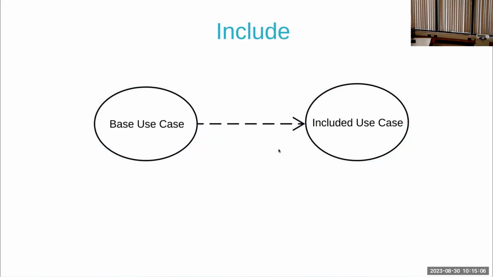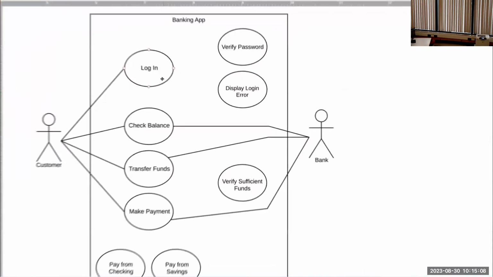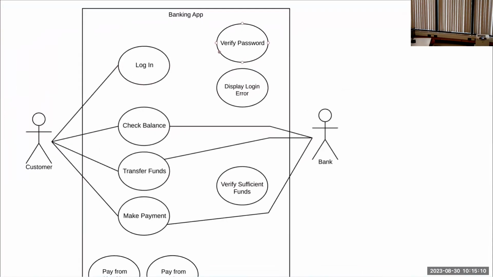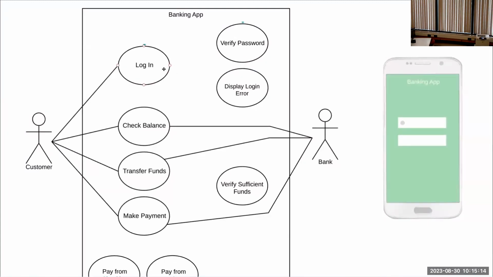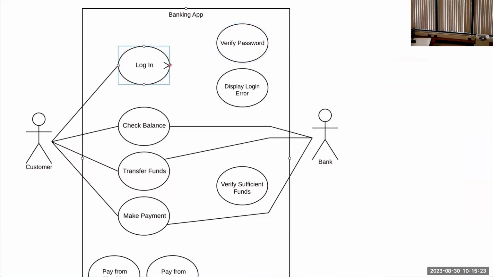So in our example, login is the base use case, and verify password is the included use case. Every time a customer logs in, our banking app will automatically verify password. This login use case won't be complete unless verify password is complete. So we draw a dashed line with the arrow pointing towards the included use case, and we write include in double chevrons. The next type of relationship is the extend relationship.